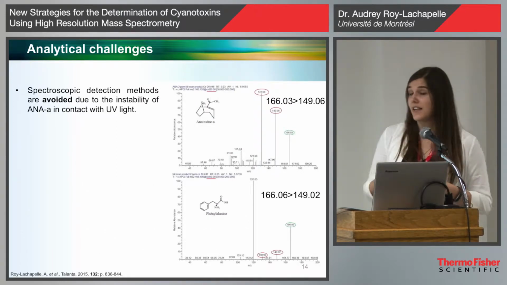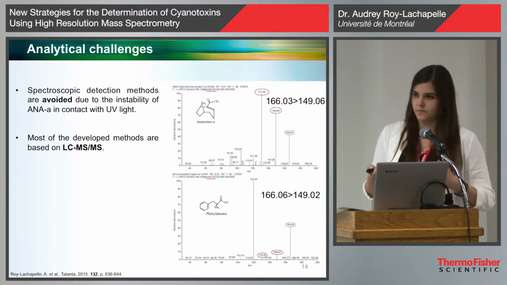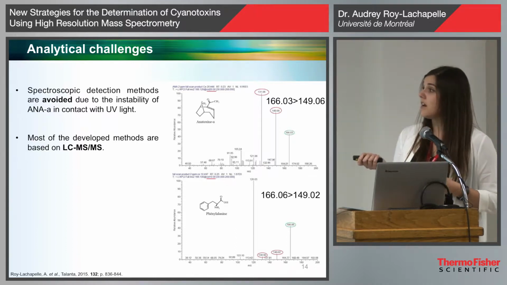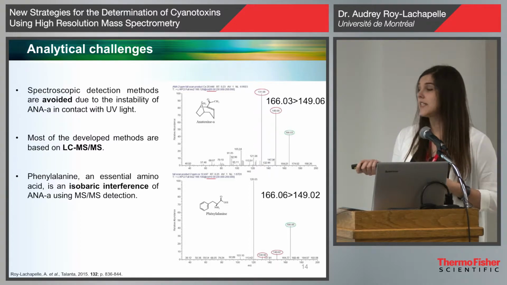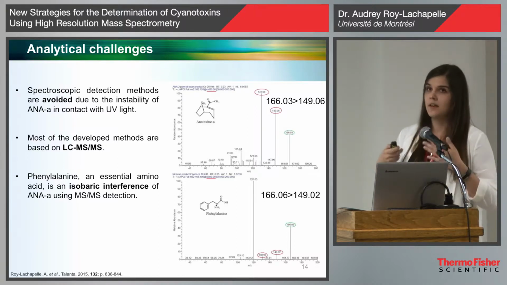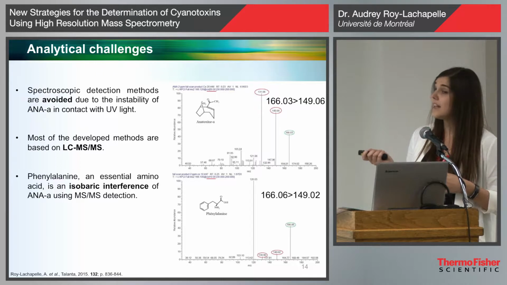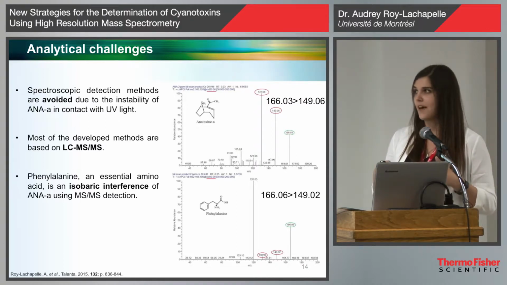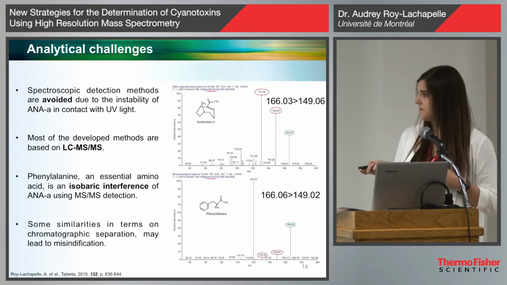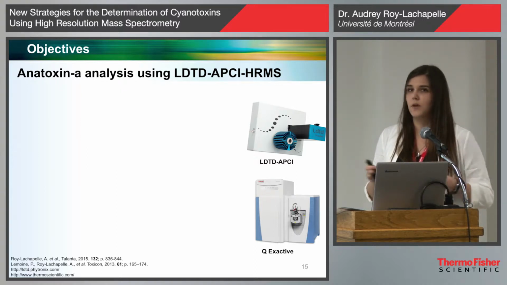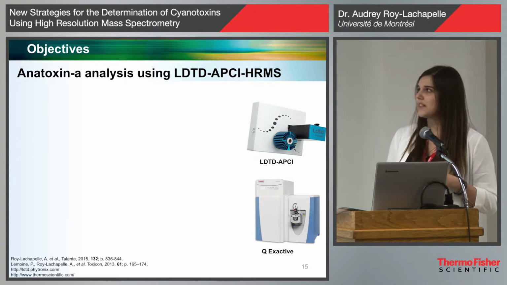One of the main challenges of Anatoxin-A is, first, it's sensitive to UV light, so we cannot use any spectroscopic analysis. Also, using the LC-MS, phenylalanine, which is an essential amino acid, is an isobaric interference, both with the parent ion and the fragments. So we have to be sure that the chromatographic separation is complete, or else we have high interferences. But we use the Q-Exactive with high resolution, and the masses were completely distinguished. So it's really helpful. We didn't really need to have a great chromatography.